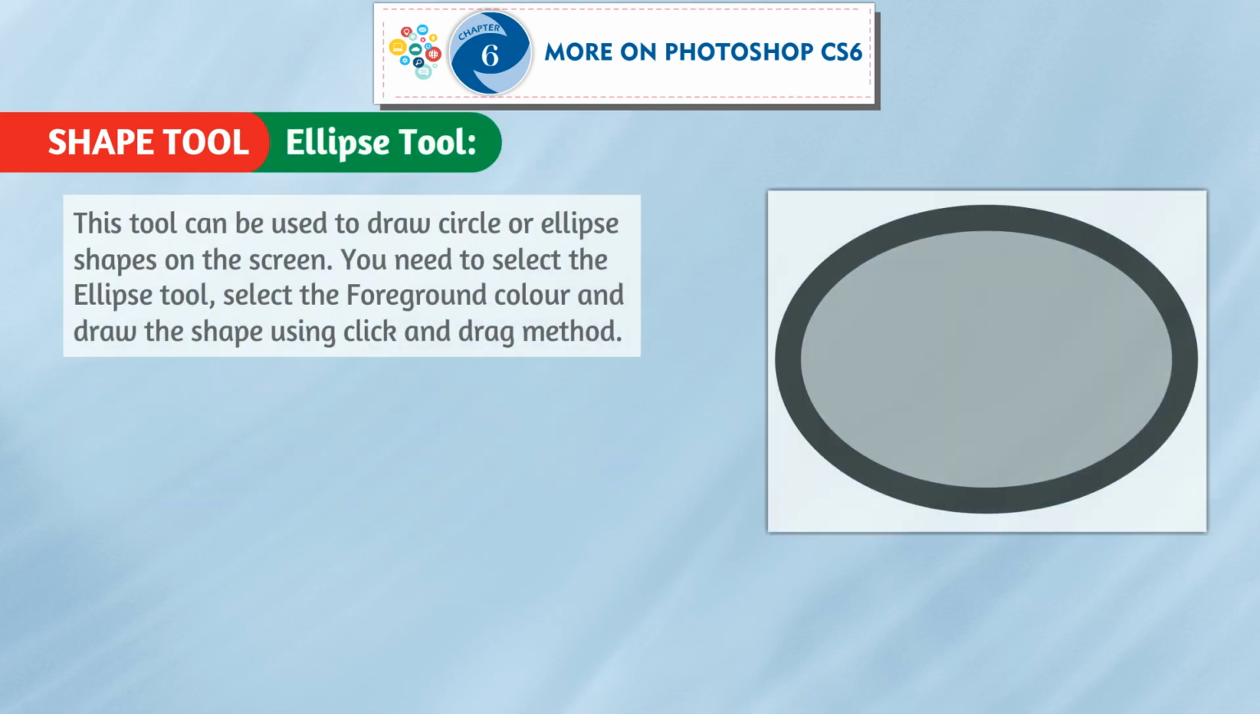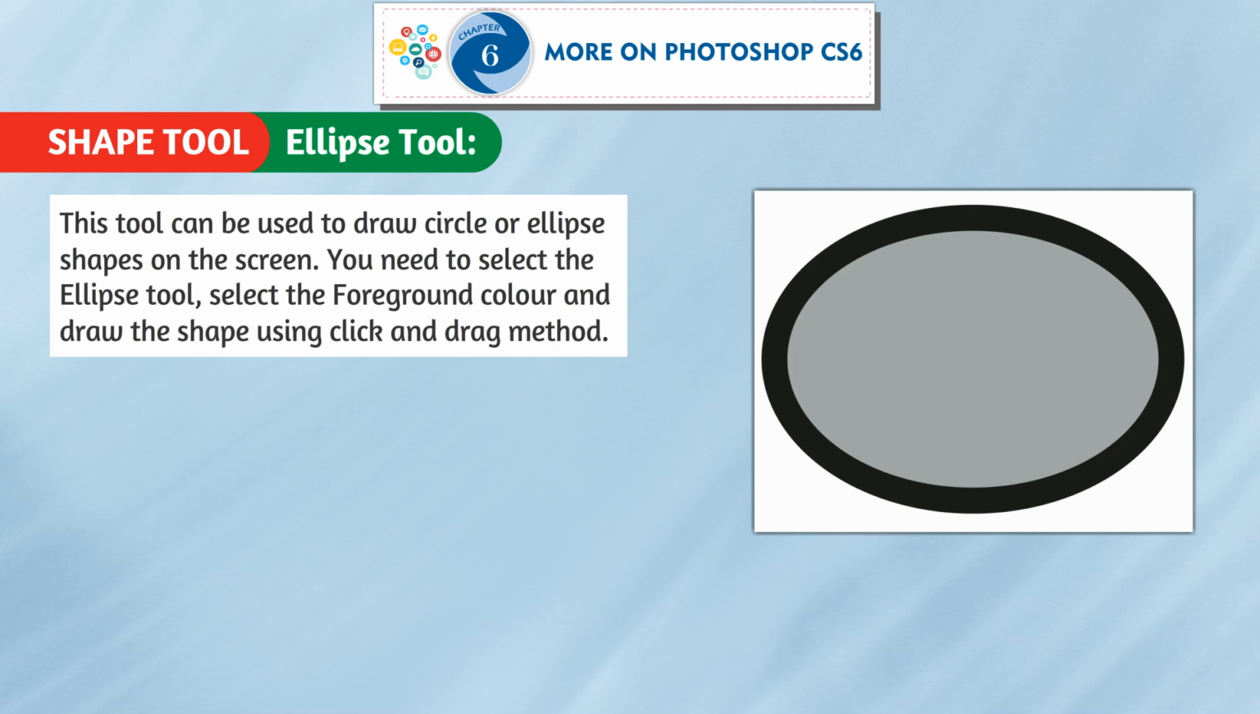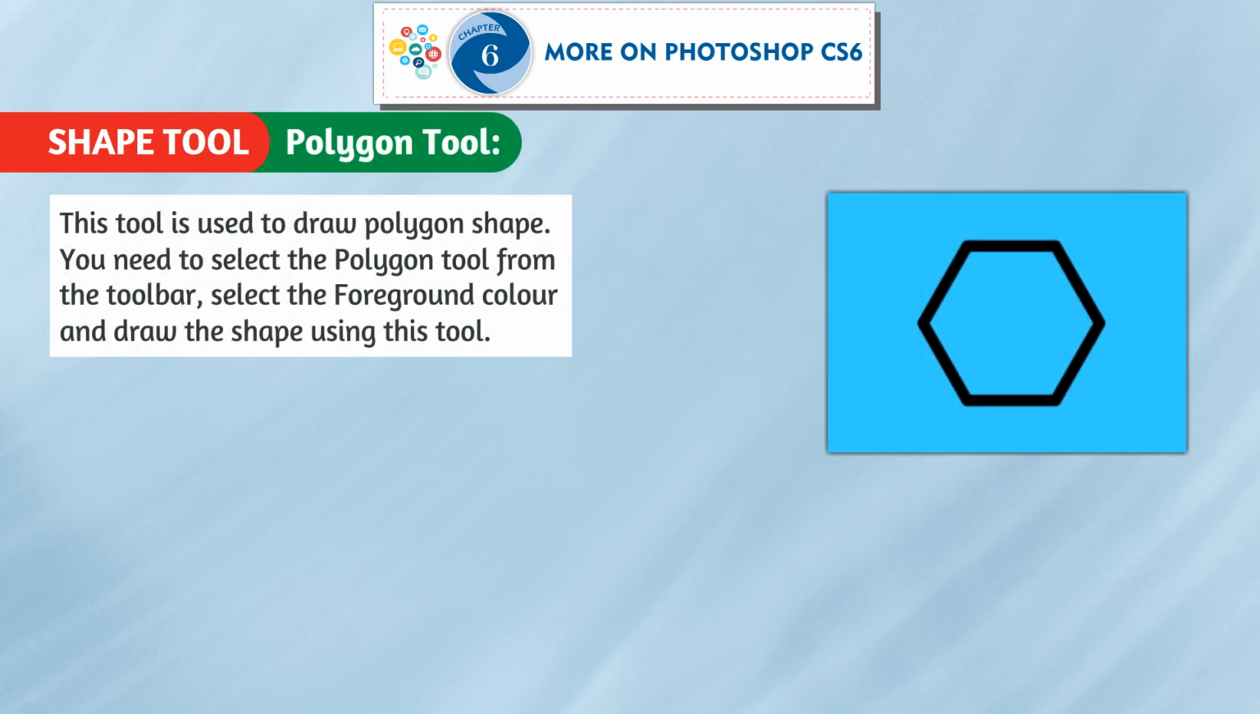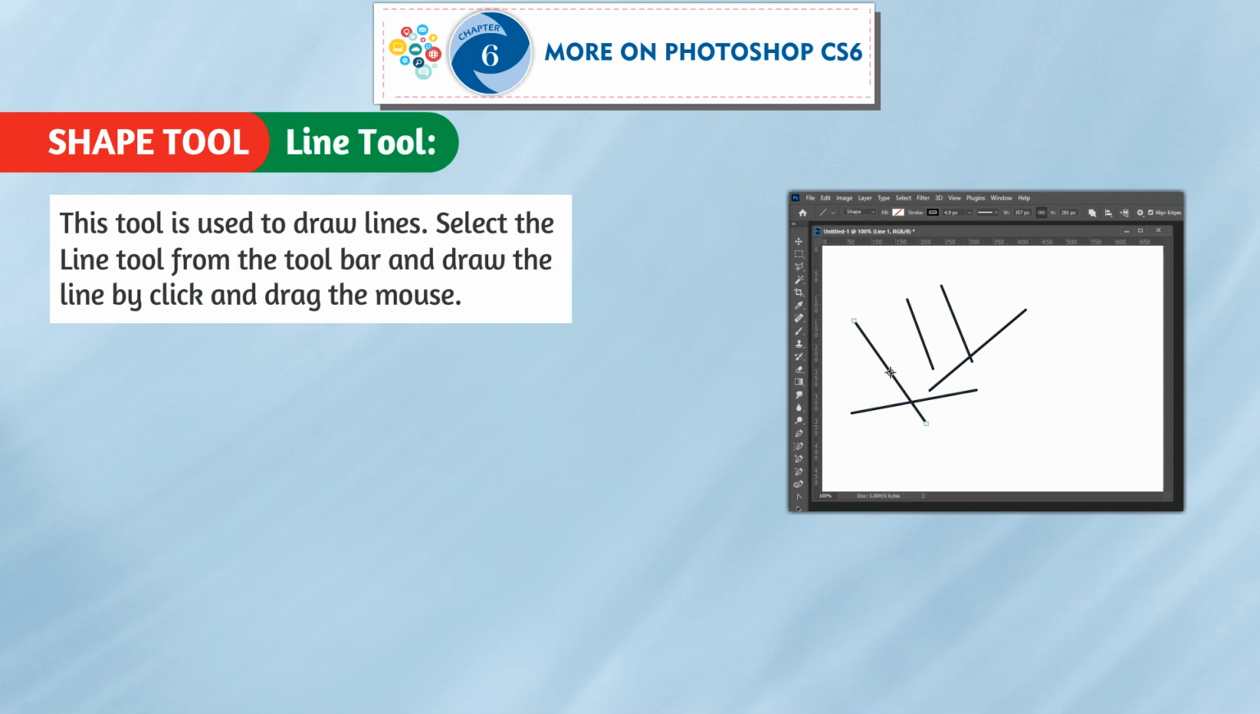Ellipse tool. This tool can be used to draw circle or ellipse shapes on the screen. You need to select the ellipse tool, select the foreground color, and draw the shape using click and drag method. Polygon tool. This tool is used to draw polygon shape. You need to select the polygon tool from the toolbar, select the foreground color, and draw the shape using this tool. Line tool. This tool is used to draw lines. Select the line tool from the toolbar and draw the line by click and drag the mouse.